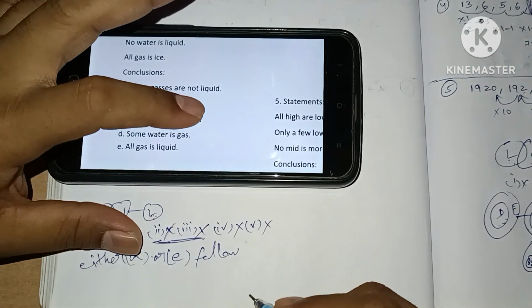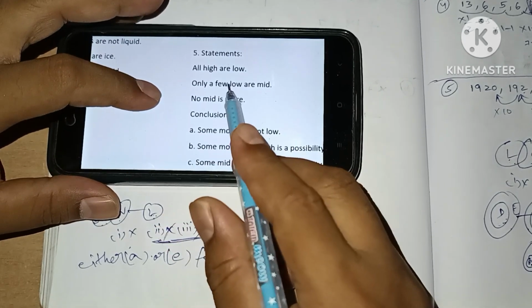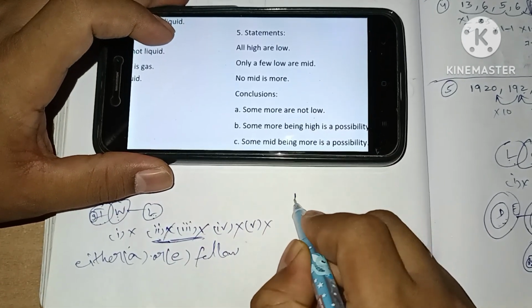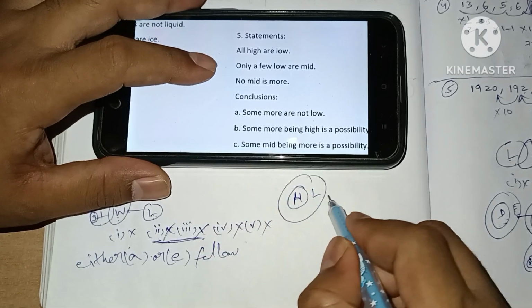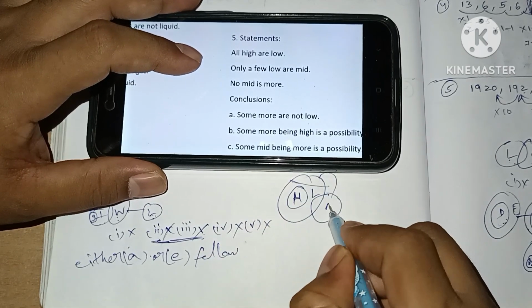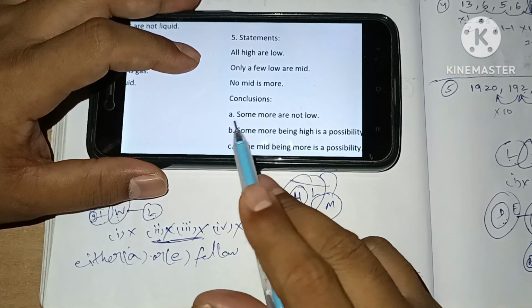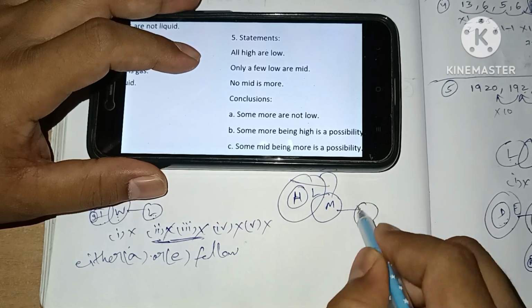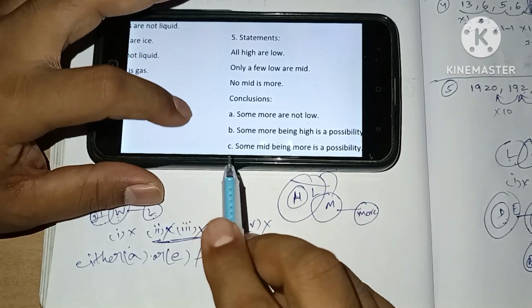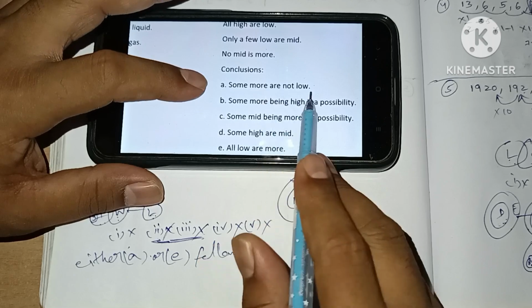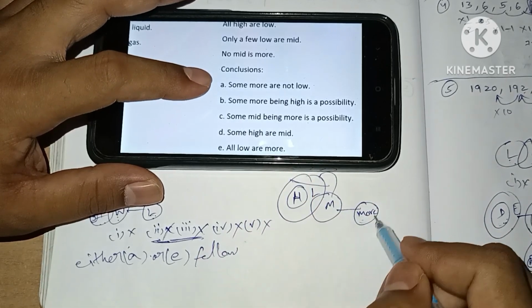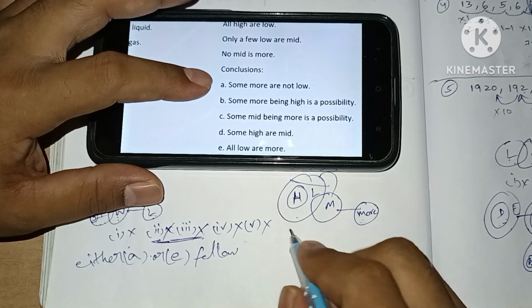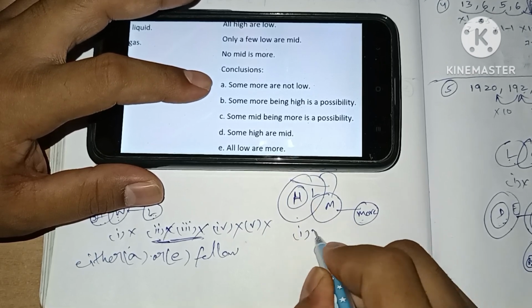Now let's see fifth question. All high are low. Only a few low are mid. No, mid is more. Now conclusions are some more are not low. We check all more can be low. All more can be placed inside low. Yes, it is possible. So some not case will fail.